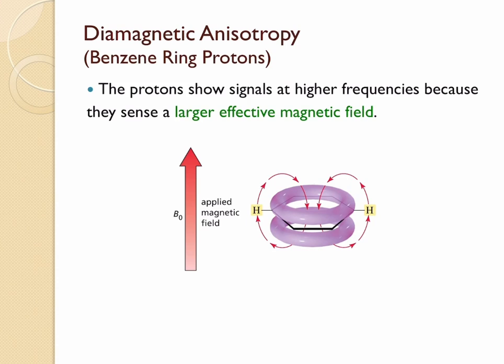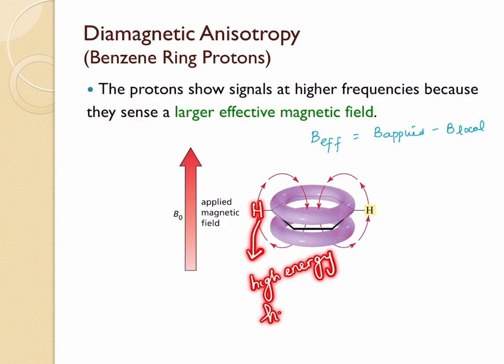Let's go back to our equation for finding the effective magnetic field that the nucleus is going to experience. B effective is equivalent to B applied minus whatever effect the local magnetic field is going to bring. Here, the local magnetic field is reinforcing the effect of the applied magnetic field. So the actual magnetic field that the proton is going to experience is definitely going to be more, because this is going to be a very, very large number. And therefore, these hydrogens are said to be de-shielded and are going to definitely take a higher energy to come into resonance, and therefore they will show signals at a higher frequency.